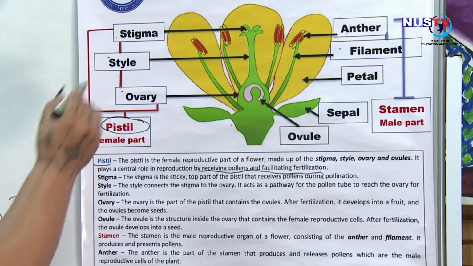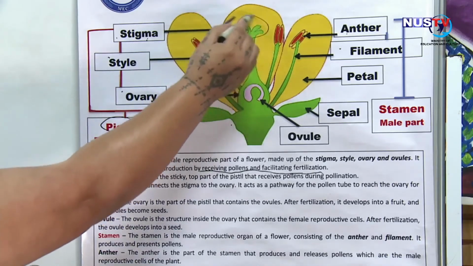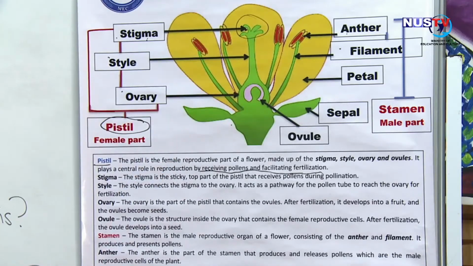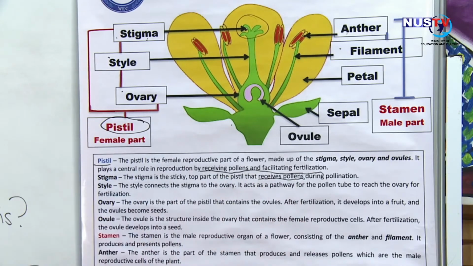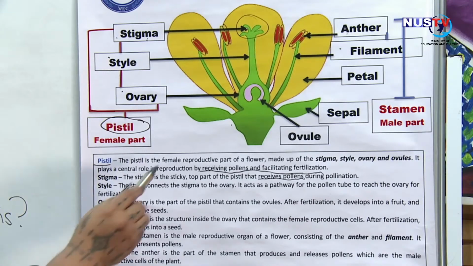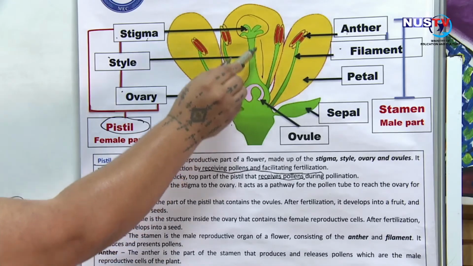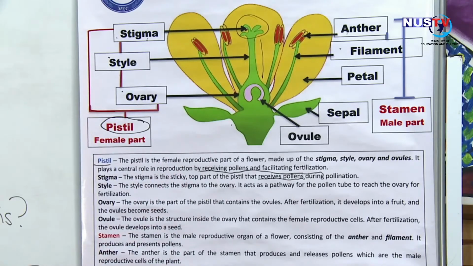The second part is the stigma. So this is on the top. The stigma is a sticky top part of the pistil that receives the pollen during pollination. The style, so this is the long part in the middle. The style connects the stigma to the ovary. It acts as a pathway for pollen tubes to reach the ovary for fertilization.